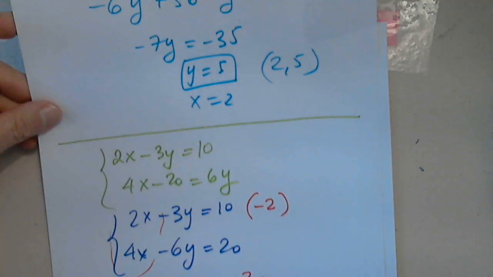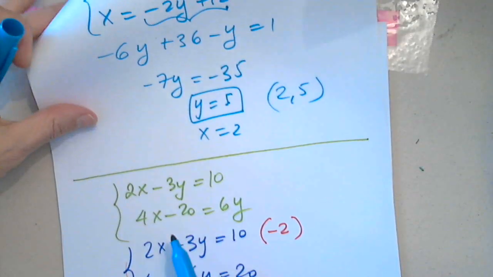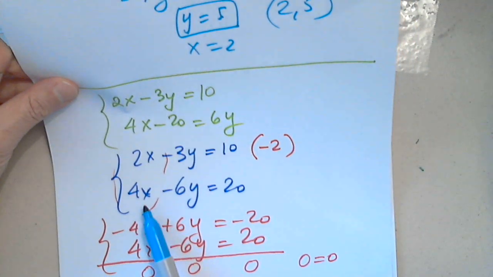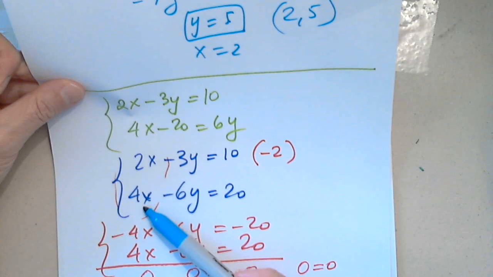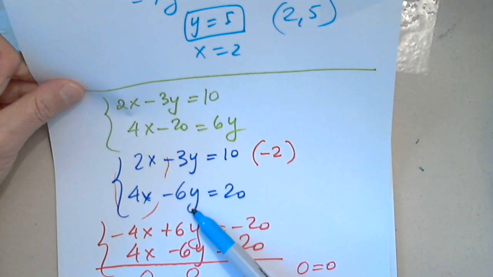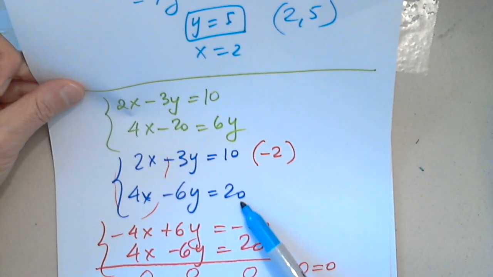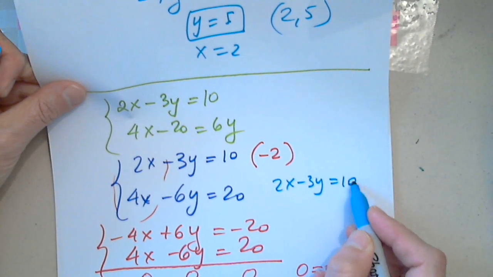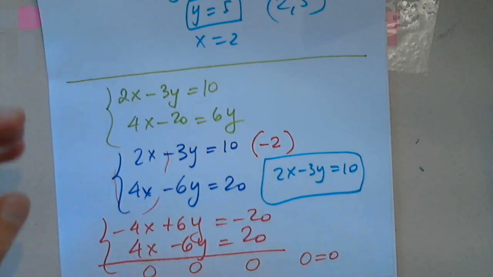Now I can tell you what I did. I multiplied this equation by 2. See? 2 times 2x is this. 2 times negative 3y is this. 2 times this is this. So it's basically the same line. No matter what you do, it's only one line.